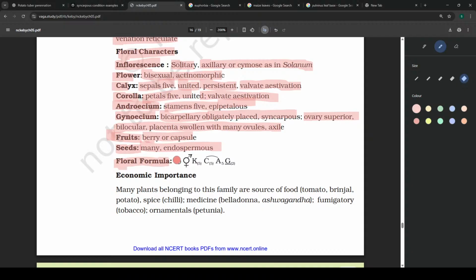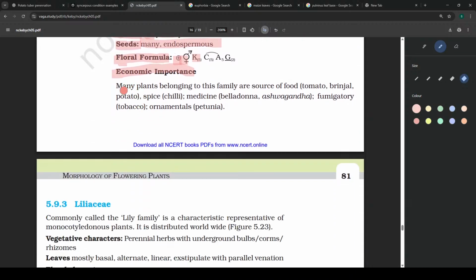The floral formula is here. Actinomorphic, bisexual, 5 calyx fused, 5 petals fused with the androecium 5. Gynoecium is superior ovary, and 2 bicarpellary fused. So much information is given with such a small formula. Many plants belonging to this family are a source of food: tomato, brinjal, potato; spice: chili; medicine: belladonna, ashwagandha; fumigatory: tobacco; ornamentals: petunia. All these are part of the Solanaceae.